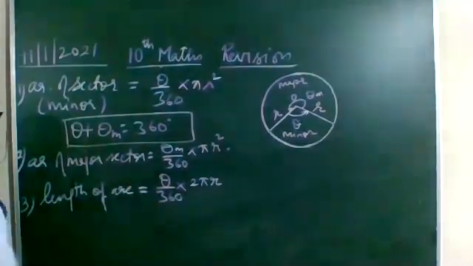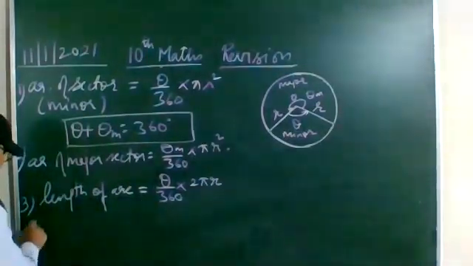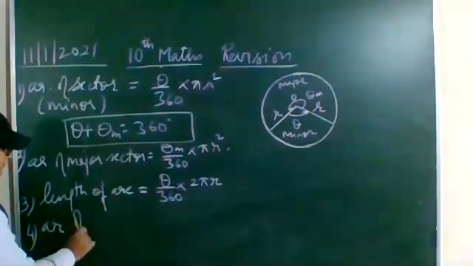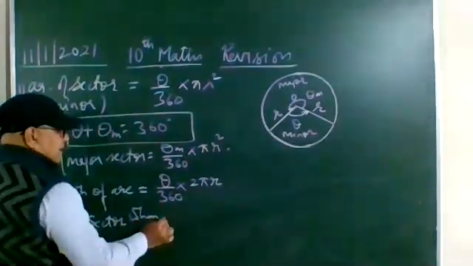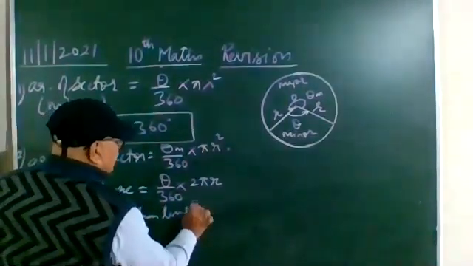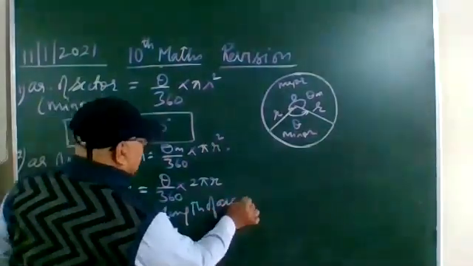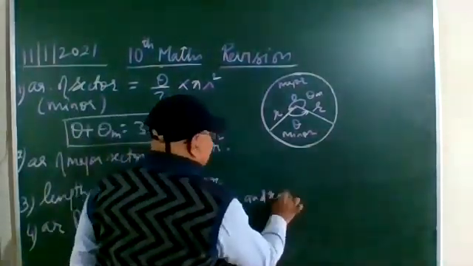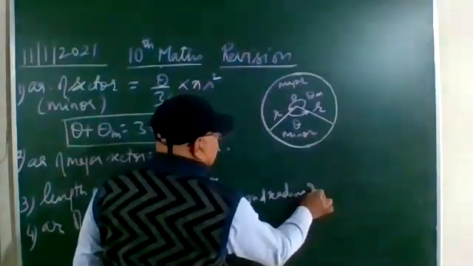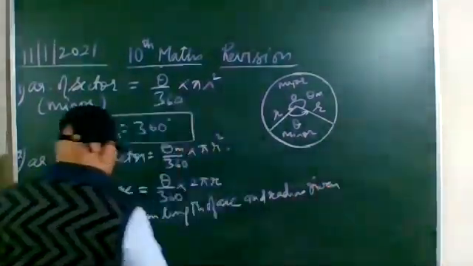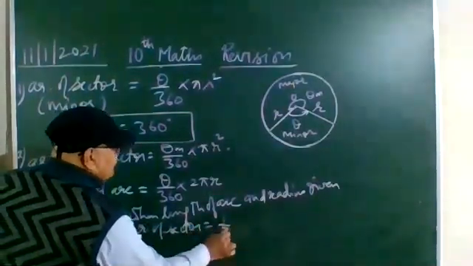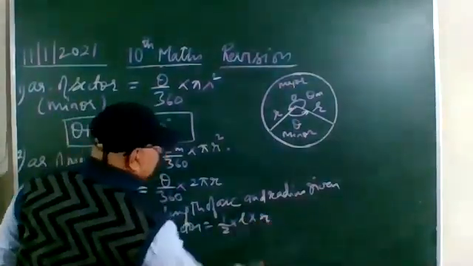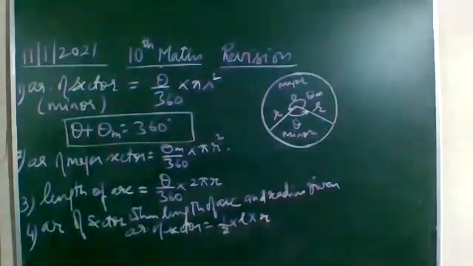Now, given area of sector when length of arc and radius are given, area of sector equals half into L into R. Area of sector equals half L into R.